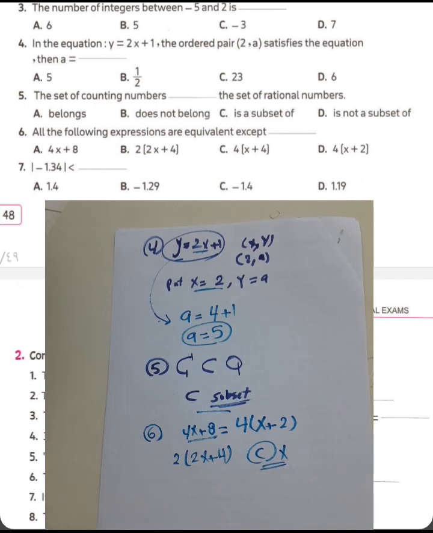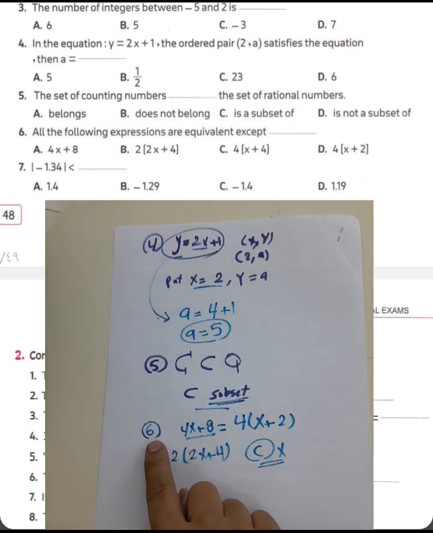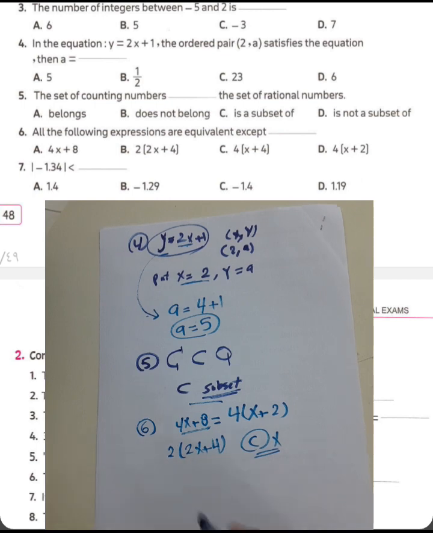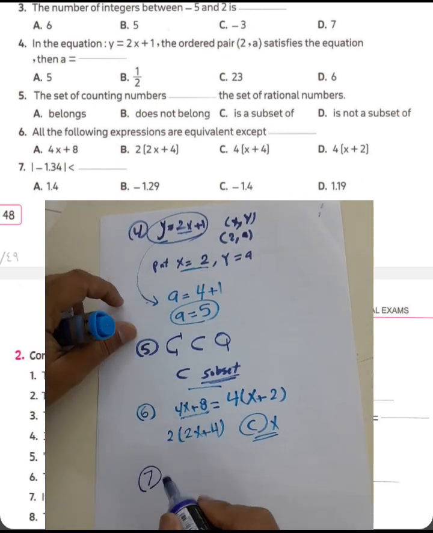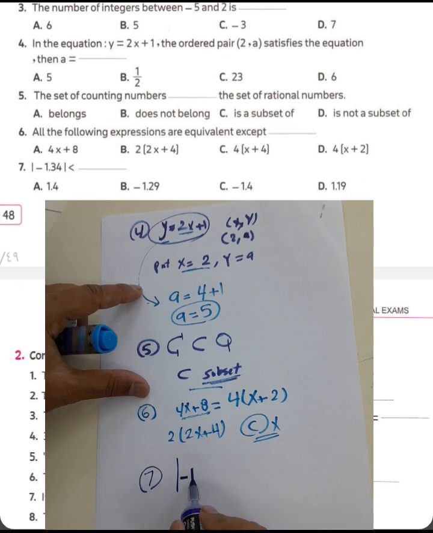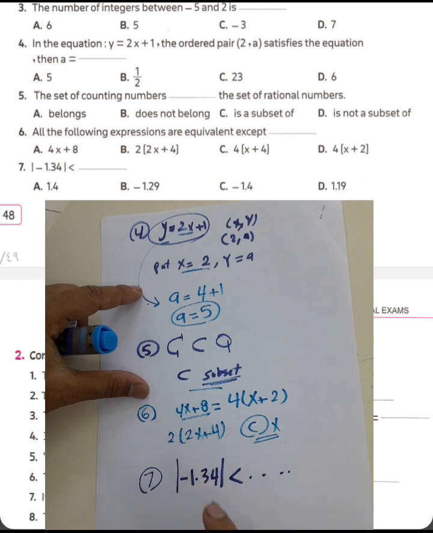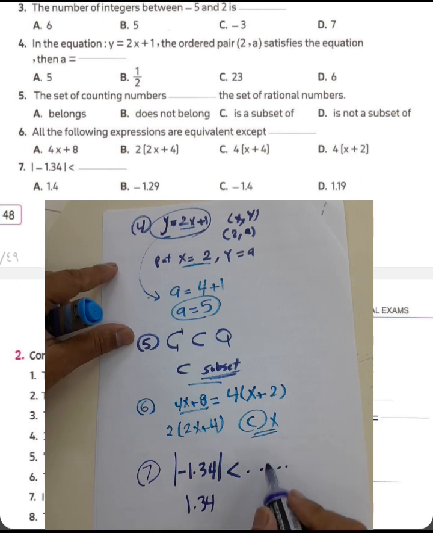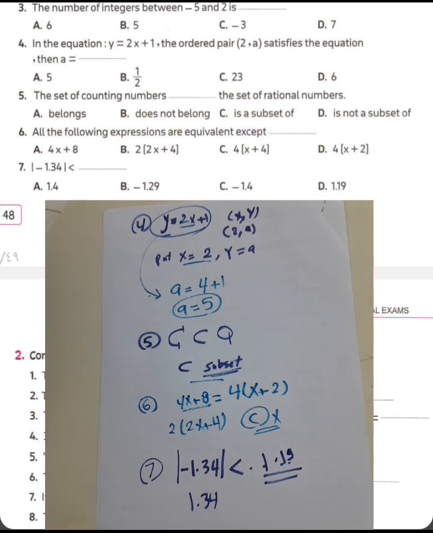The wrong one here, letter C. Choose letter C because we want to find the exception. 4 times x plus 4 is wrong. Okay, choose letter C for question 6. Question number 7. The absolute value of negative 1.34 is less than what? The absolute value of this number will be 1.34, less than what? Less than 1.109. Choose letter D for question number 7.